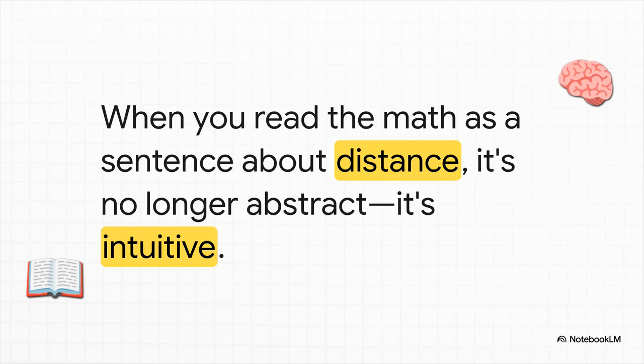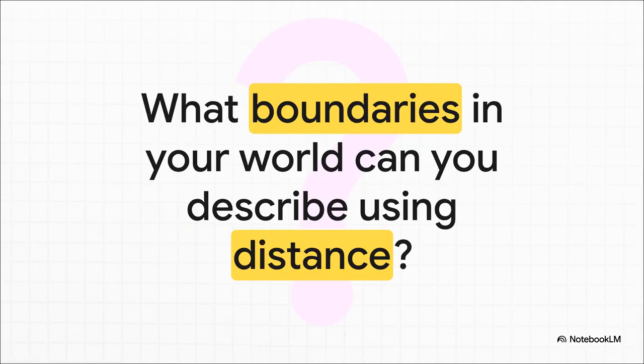When you can read the math like it's a sentence about distance, it just stops being abstract symbols on a page. It becomes a perfect, common-sense description of what's actually happening. So, at the end of the day, absolute value isn't just some random chapter in a math book. It's a way of describing the boundaries that shape our world. And once you really learn to see it as distance, you're going to start noticing those boundaries in science, in engineering, even in your own life, absolutely everywhere.